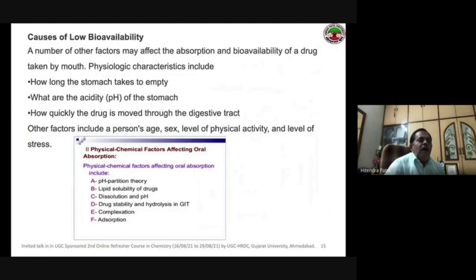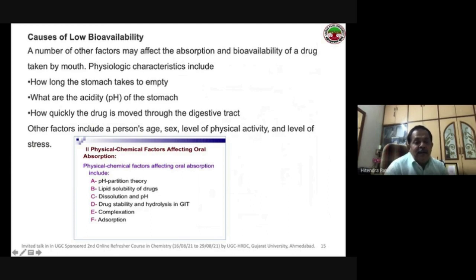Now, I would like to show you the low bioavailability. So, a high bioavailability as well as a low bioavailability. When we talk about the causes of a low bioavailability, a number of factors may affect the absorption as well as bioavailability of a drug taken by mouth. So, physical characteristics, which include how long the stomach takes to empty, and second, the acidity of the stomach and how quickly the drug moves through the digestive tract.